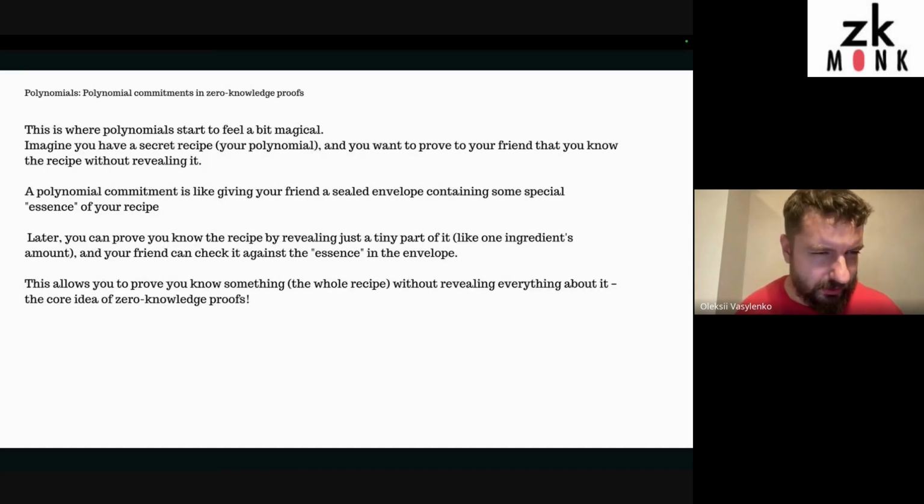Polynomial commitments and zero knowledge proofs. Polynomials also underpin zero knowledge proof implementation. Using polynomials, you can prove on an elliptic curve, you can prove to someone your age without revealing any information about yourself, using just a mathematical formula and some constant numbers.